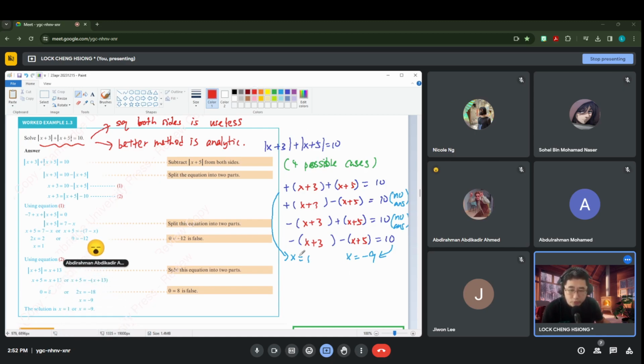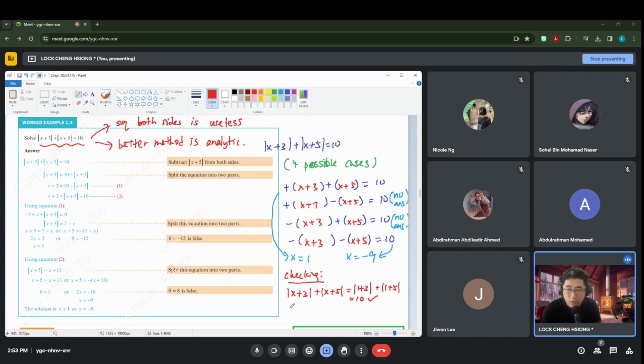After we do that, we still need to do checking. So how do we actually do checking? We substitute the 1 and the negative 9 to see whether it equals back to 10. So I have modulus of x plus 3 plus modulus of x plus 5. I substitute with 1: 1 plus 3 plus 1 plus 5. So it gives us 10, correct.